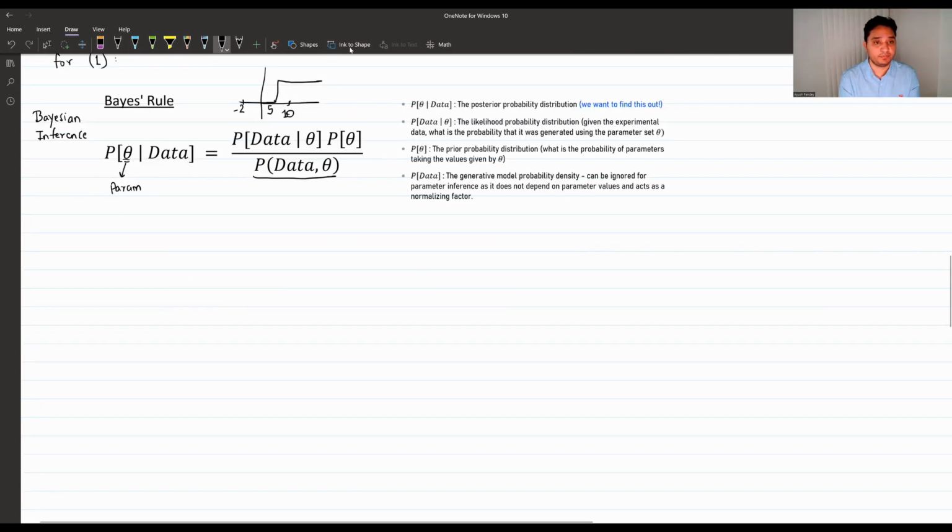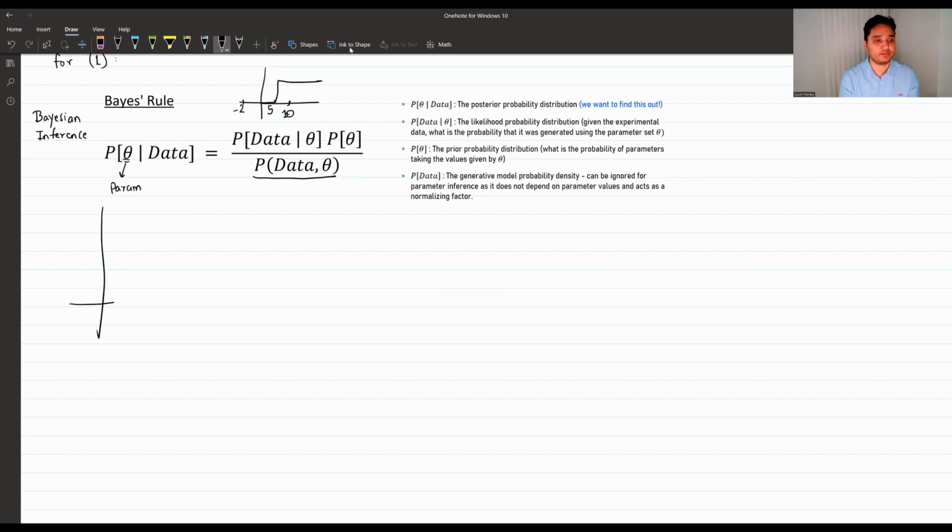The third term is often called the generative probability distribution. It's the joint probability between the data and theta. It can be computed by integrating over all parameter values, but it's not easy to compute. The good thing is that we don't really need it. Why is that?